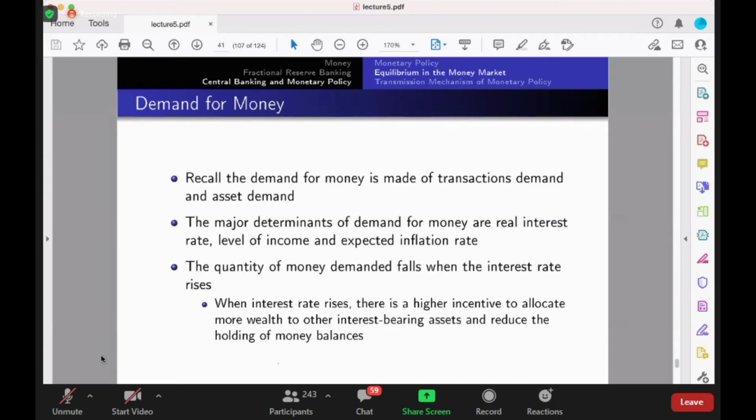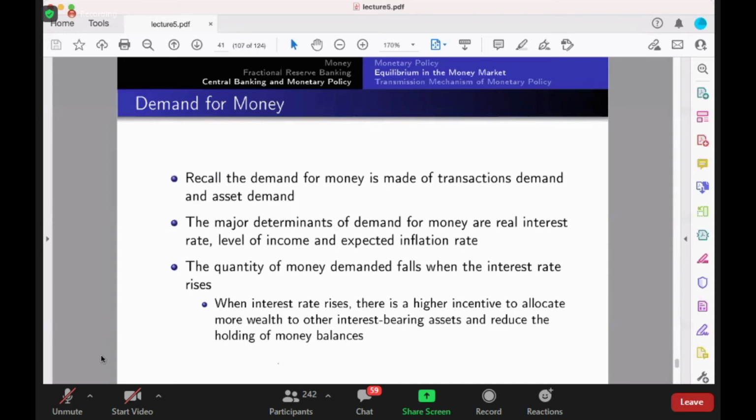The quantity of money demanded falls when the interest rate rises. When the interest rate rises, there's a higher incentive to allocate more wealth to interest-bearing assets and reduce money balances for consumption. If interest rates are high, as any rational economic agent, you increase the amount of money that you use to patronize those financial assets.